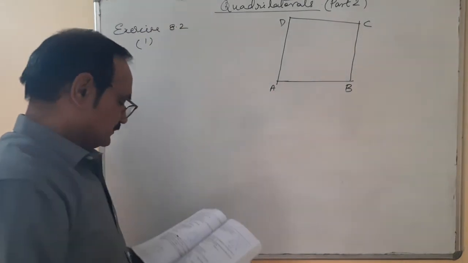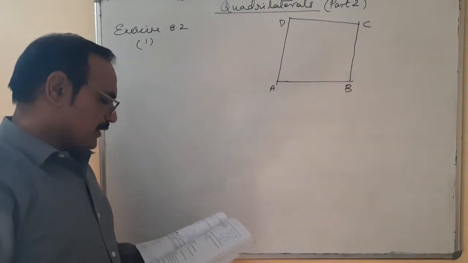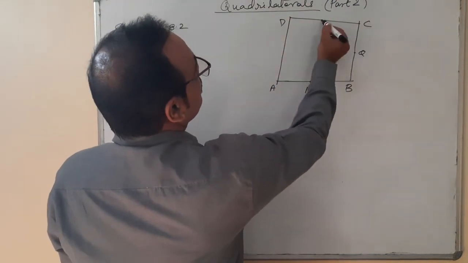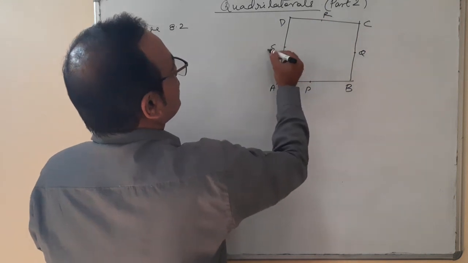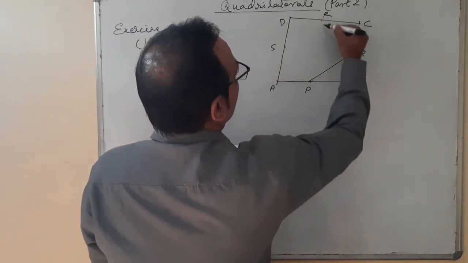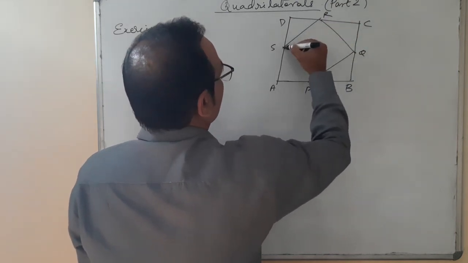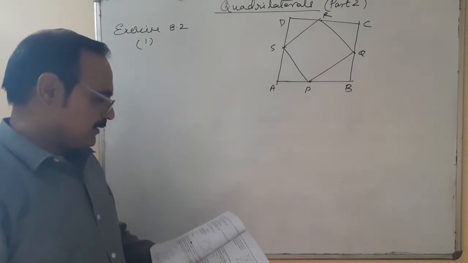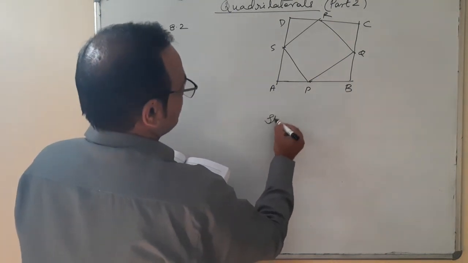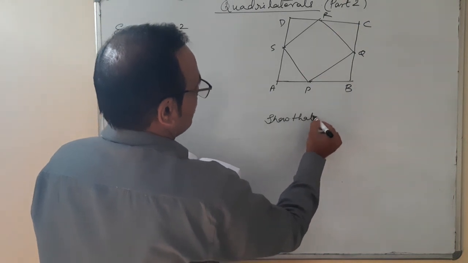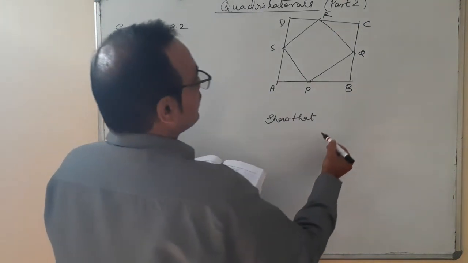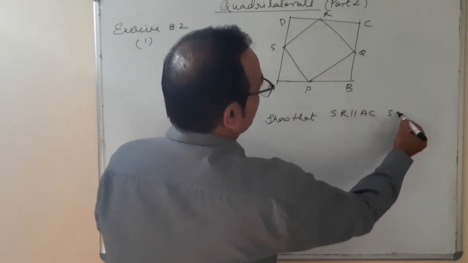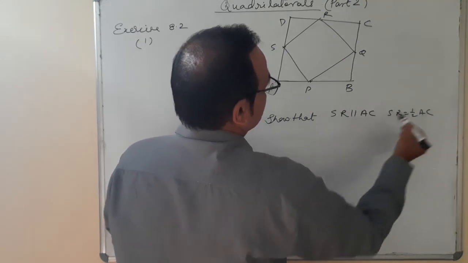ABCD is a quadrilateral. P, Q, R, S are the midpoints of AB, BC, CD and DA respectively. Show that SR is parallel to AC and SR is equal to 1 upon 2 AC.